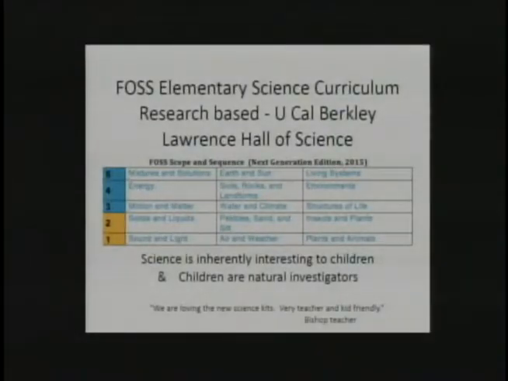So one of the things we're doing is we have adopted a new program called FOSS. The program itself is not new, but the iteration called the Next Gen Edition is new. They were so on top of it, they came out right after the Next Gen was adopted. And it's really the best program on the market. These are the topical areas in columns of physical science, earth and space science, and life science through the 5 years of elementary school.